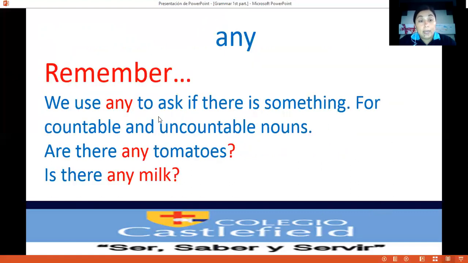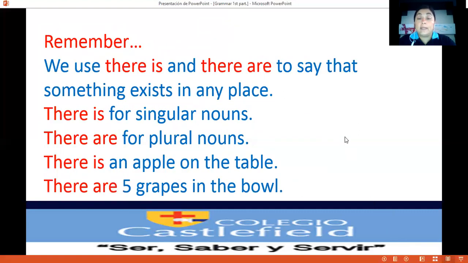Continue with any. Remember that we use any to ask if there is something, for countable and uncountable nouns. In this case, we are going to use it for questions. Remember that we can use any for questions and negative form, but in this exercise, we're going to use only questions. Are there any tomatoes? Is there any milk? Okay, this is a question and you have to identify how to use it. Then, okay, and that's it. Let's continue with the activities.